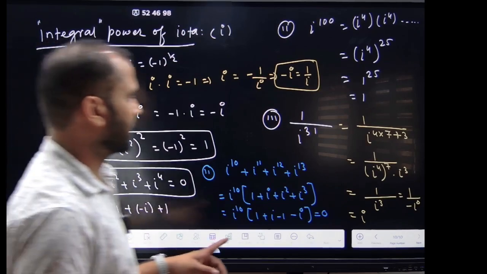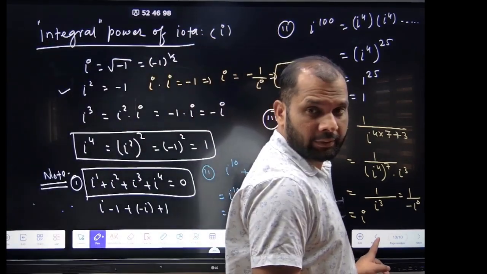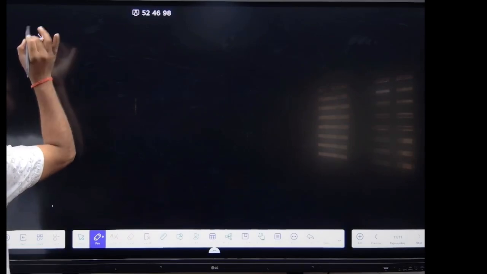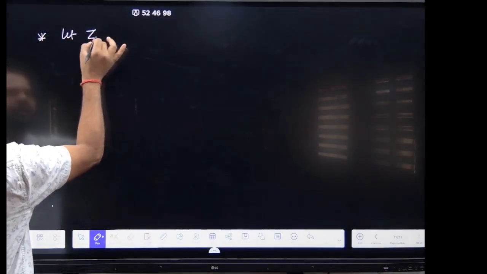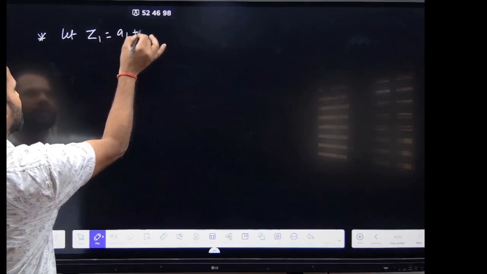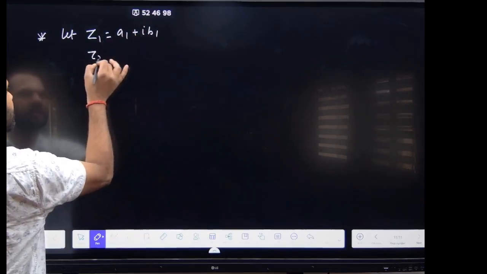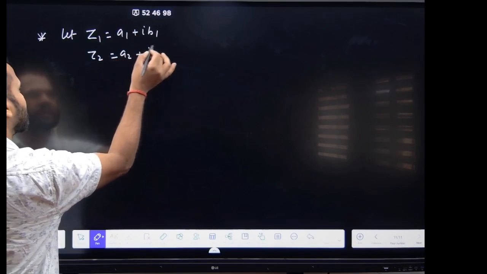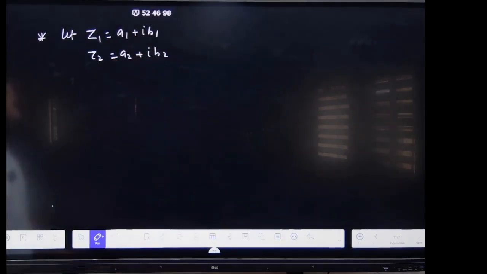Next, should I move to the next slide? Done, no? Write down next. Now we will start the normal complex number. So write down, let Z1 be A1 plus iota B1 and Z2 be A2 plus iota B2. Two complex numbers are there. Z1 is this, Z2 is this.